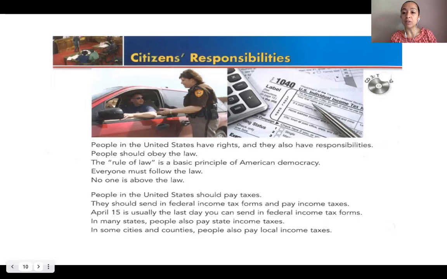Now let's talk about other responsibilities. People in the United States have rights, and they also have responsibilities. People should obey the law. The rule of law is a basic principle of American democracy. Everyone must follow the law. No one is above the law. People in the United States should pay taxes. They should send in federal income tax forms and pay income taxes. April 15 is usually the last day you can send in federal income tax forms. In many states, people also pay state income taxes. In some cities and counties, people also pay local income taxes.